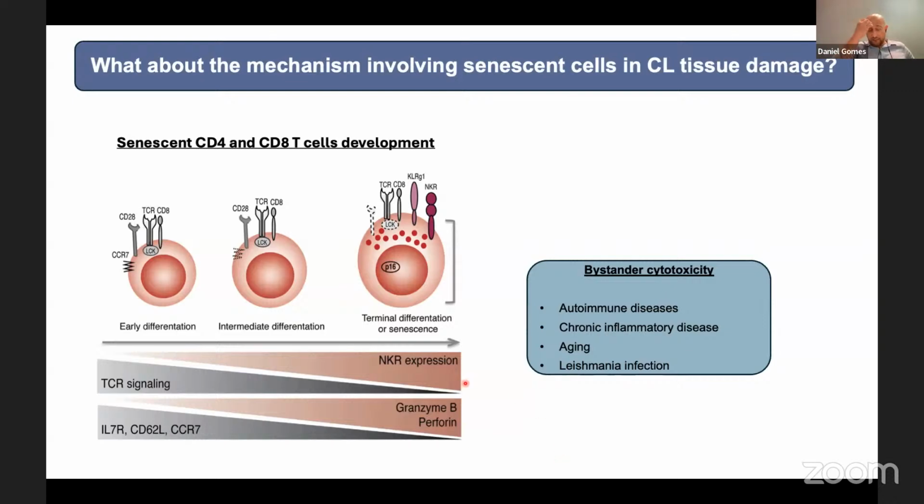Just before going to the result, I would like to highlight this important thing. This is a differentiation profiling of T cells. This can be a senescent CD4 or senescent CD8 T cell development diagram. So we have here the early differentiated population moving to a terminal differentiation, or a senescent feature. As the cells go toward senescence, they increase the capacity to express NK receptors. And this is very, very important, because we can also use the NK receptors, such as NKG2D, NKG2C, to identify the population, at the same time that they increase the capacity to mediate cytotoxicity.